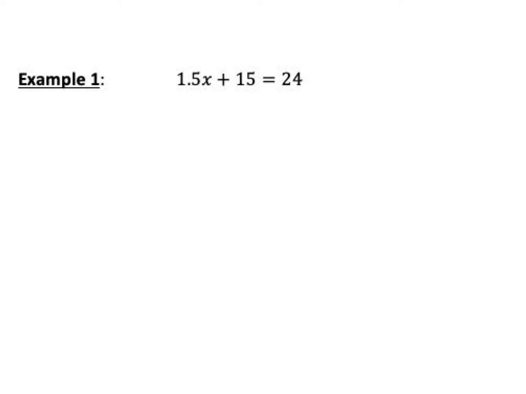So we're going to subtract 15 from both sides of the equation. And so we're going to have positive 15, negative 15. They cancel each other out. I still have my 1.5x left over. And then we do 24 minus 15, which is 9.